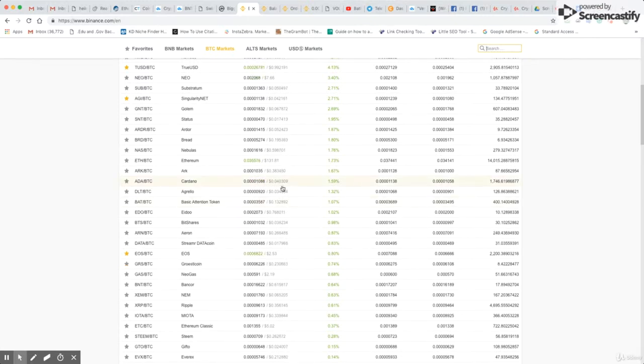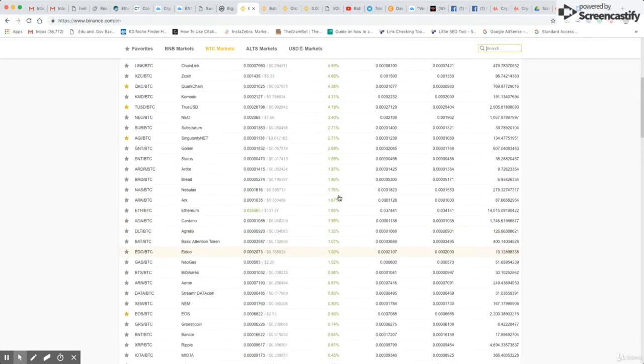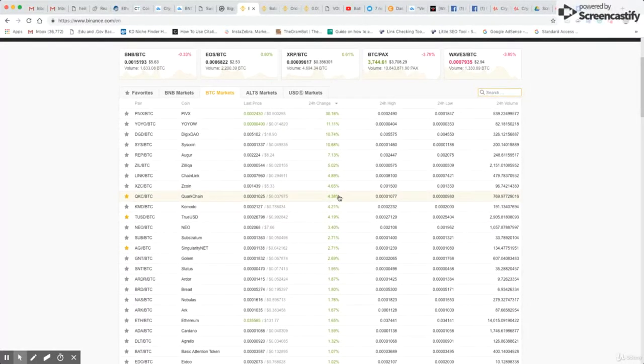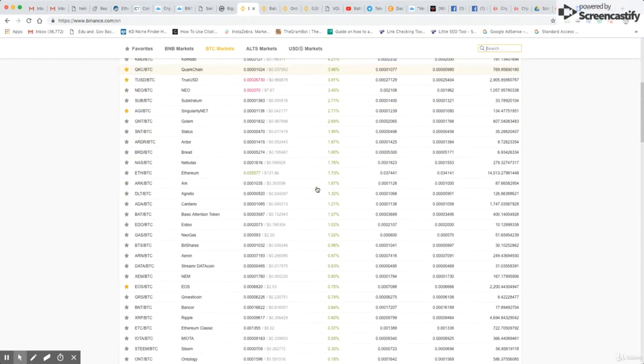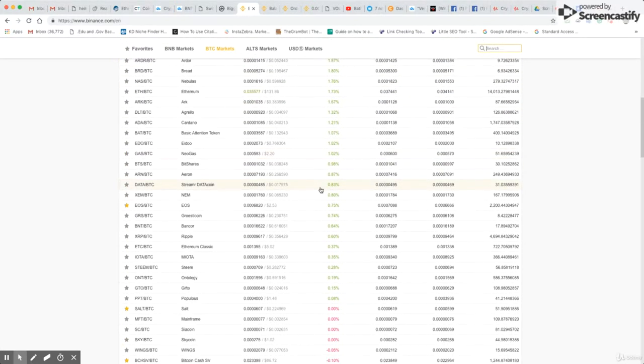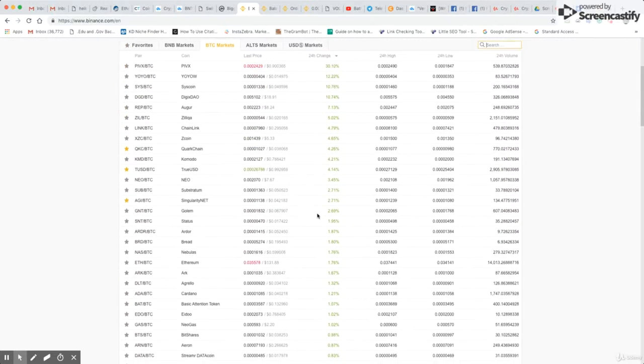Okay, for the first one, let's see. The criteria is the same for finding the coins. When you visit the Binance exchange or Bittrex or any of your exchanges, there is an option where you can sort all the charts based on the 24-hour change. So at the top you see the big gains, and if you go down, you can see the smaller ones, and then the zero, then the negative ones.